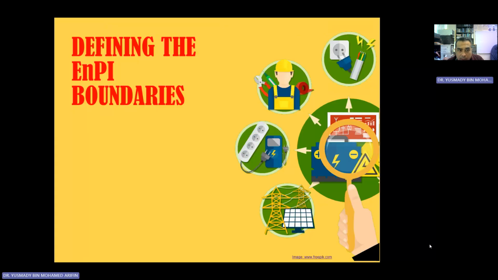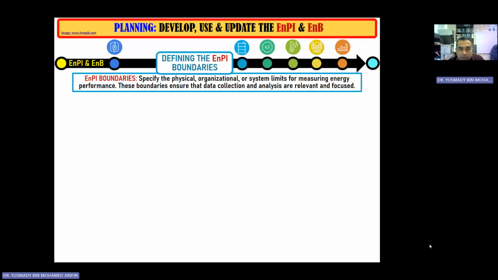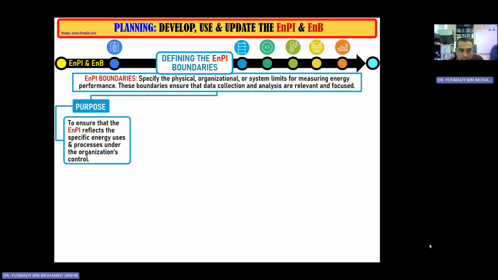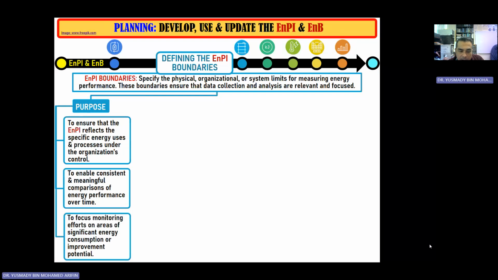Okay, now about defining the energy performance indicator boundaries. Okay, energy performance indicator boundaries, where we need to specify the physical, organizational, or system limit for measuring energy performance. So these boundaries ensure that data collection and analysis are relevant and focused. So the purpose of this step is to ensure that the ENPI reflect the specific energy use and processes under the organization's control, to enable consistent and meaningful comparison of energy performance over time, to focus monitoring effort on areas of significant energy consumption or improvement potential.